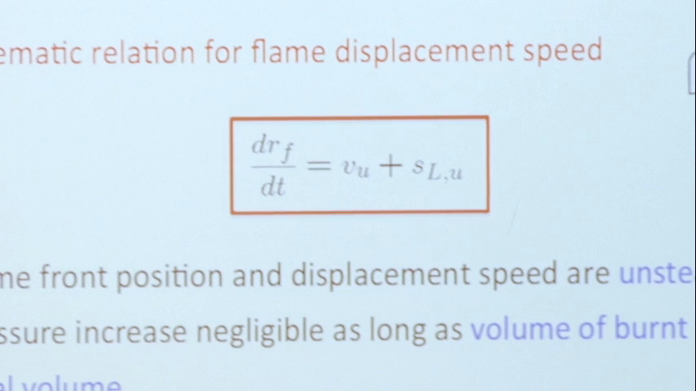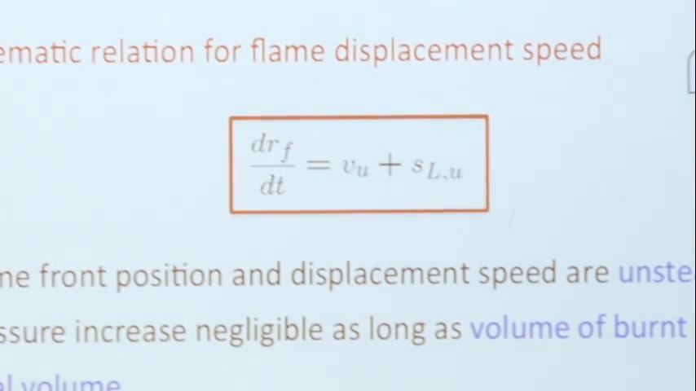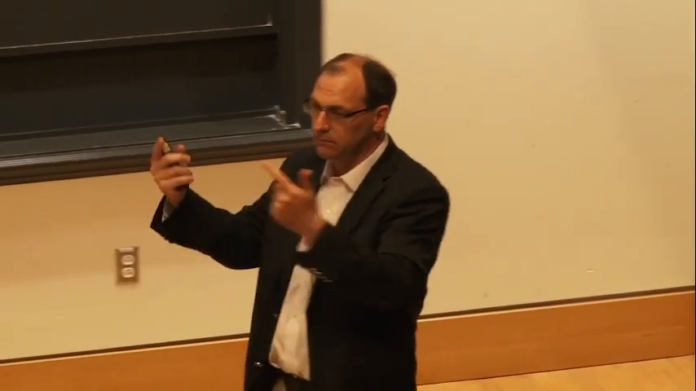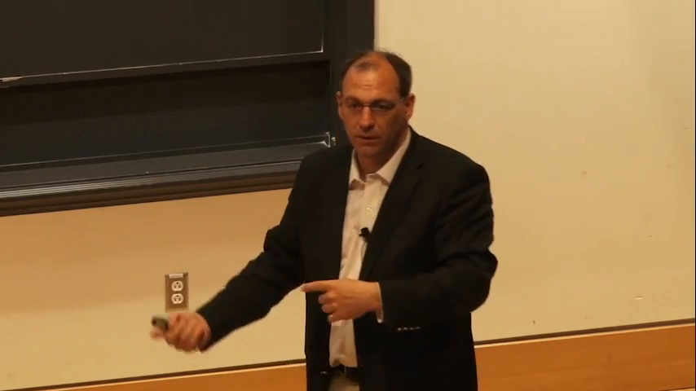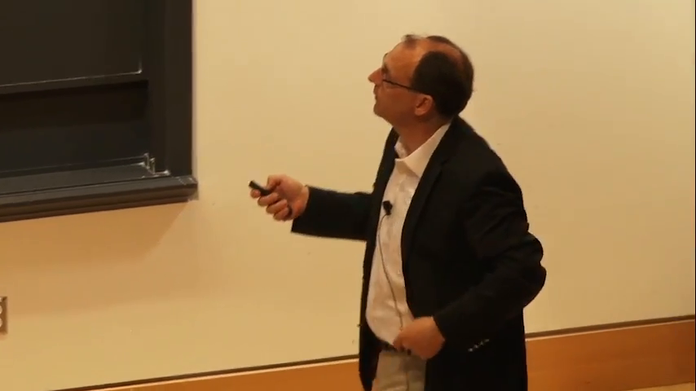In this simple setting it's spherically symmetric, so it's a one-dimensional system. It's enough to write it like this. Of course, if you have a three-dimensional velocity field, the velocity might go this way and the burning velocity might go the other way. And we'll talk about this later.